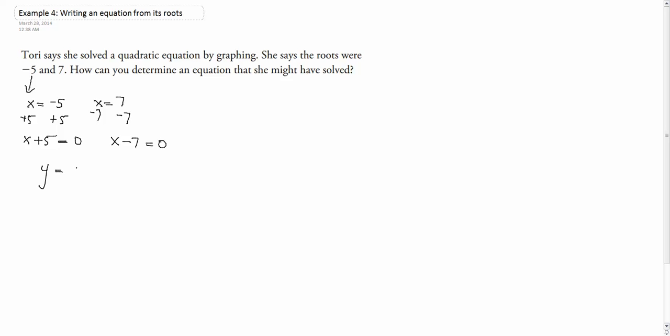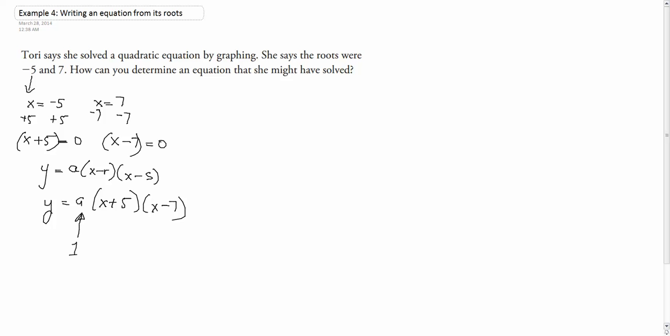Recall the factored form is y is equal to a times (x minus r) times (x minus s). So here we have x minus r, and here we have x minus s. So y is equal to a times (x plus 5) times (x minus 7). So this is as far as we go. Because we don't have that third point, we can't solve for a. We can let a equal anything we want it to be. The easiest example would be to let a equal 1. So our equation is y is equal to (x plus 5) times (x minus 7).